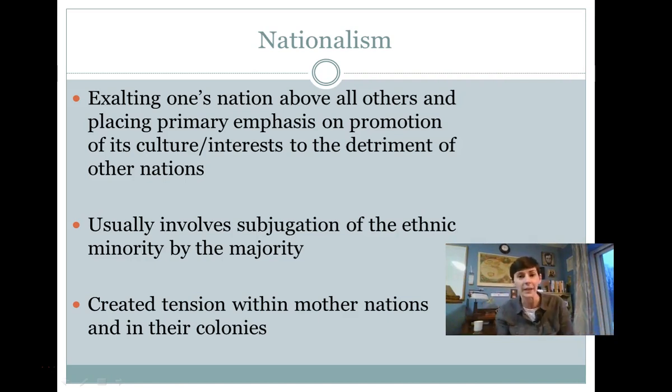And we saw this in events like the Sepoy Rebellion in India, right? We also saw this in the Boxer Rebellion in China. Okay, so you see that some of these subjugated peoples are like, no, you can take your nationalism and you can do you know what with it, and they're fighting back. All right, so keep that in mind.